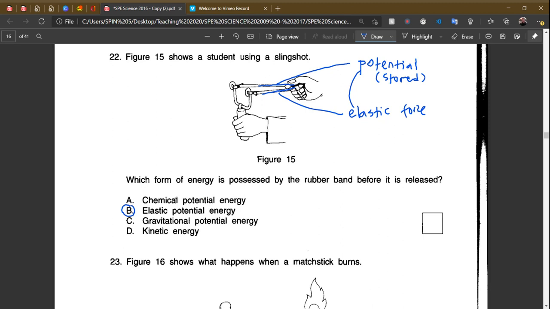Chemical potential is energy stored in foods, in battery, anything that you store that will require chemical reaction for it to be used. This one doesn't require any chemical reaction. It only requires an elastic object. In this case, it's a rubber band. C. Gravitational potential energy. It involves gravity, which means that the higher the object, the higher the location.